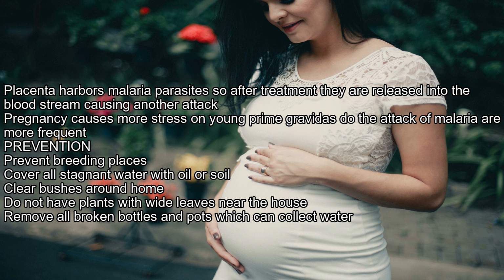Prevention: prevent breeding places. Cover all stagnant water with oil or soil. Clear bushes around the home. Do not have plants with wide leaves near the house. Remove all broken bottles and pots which can collect water.